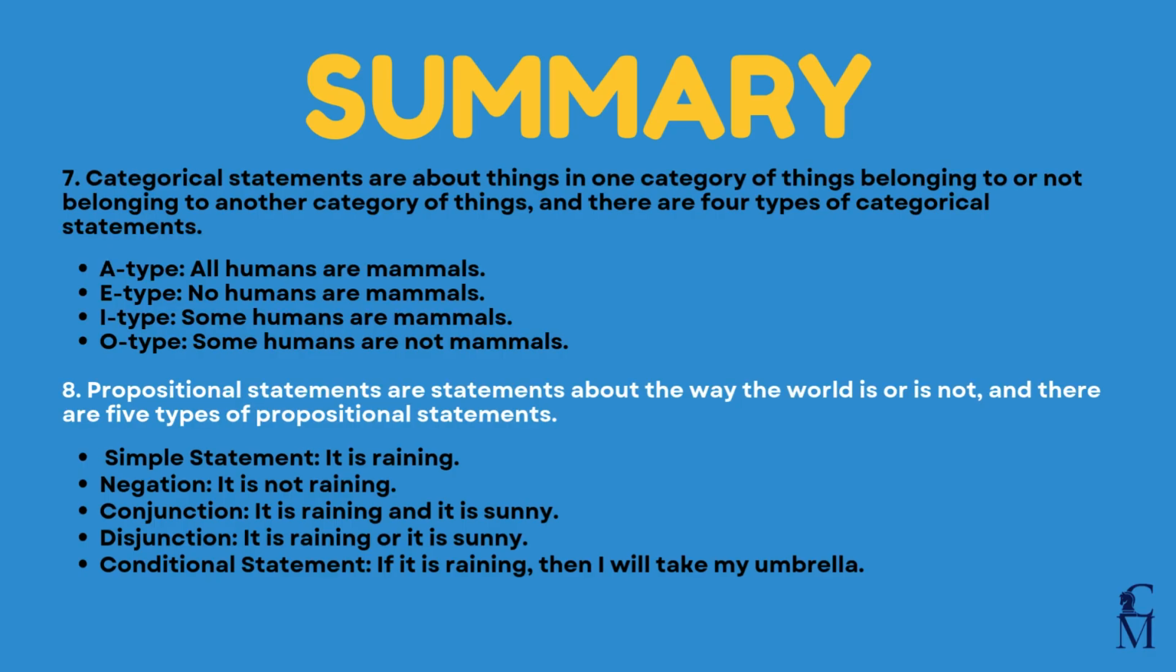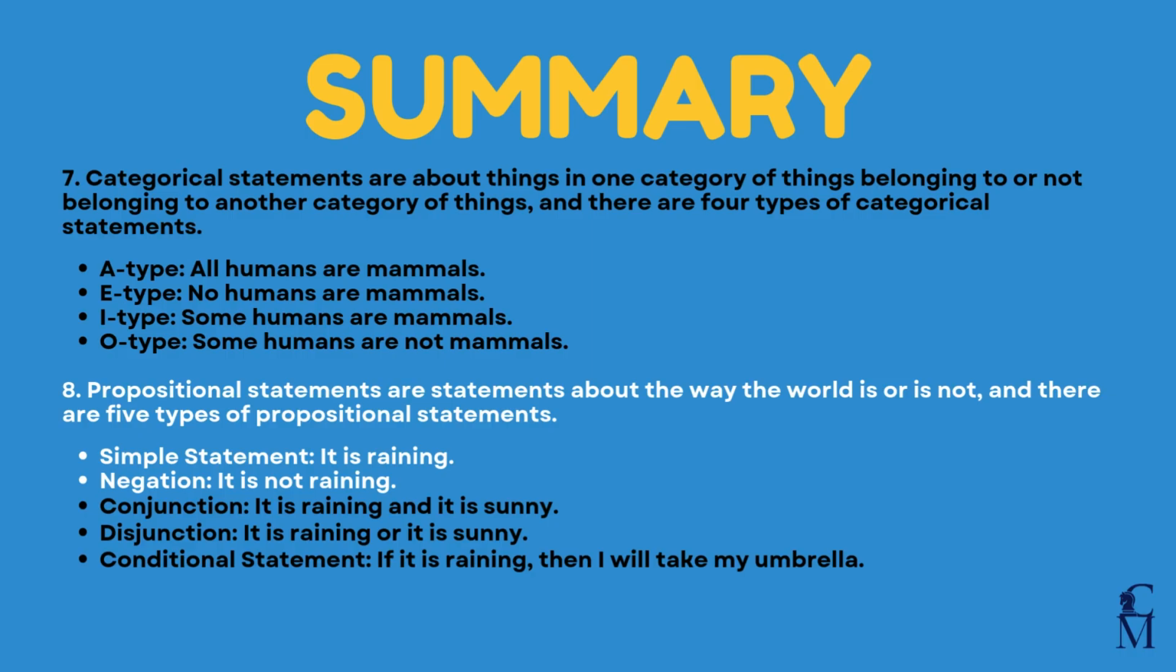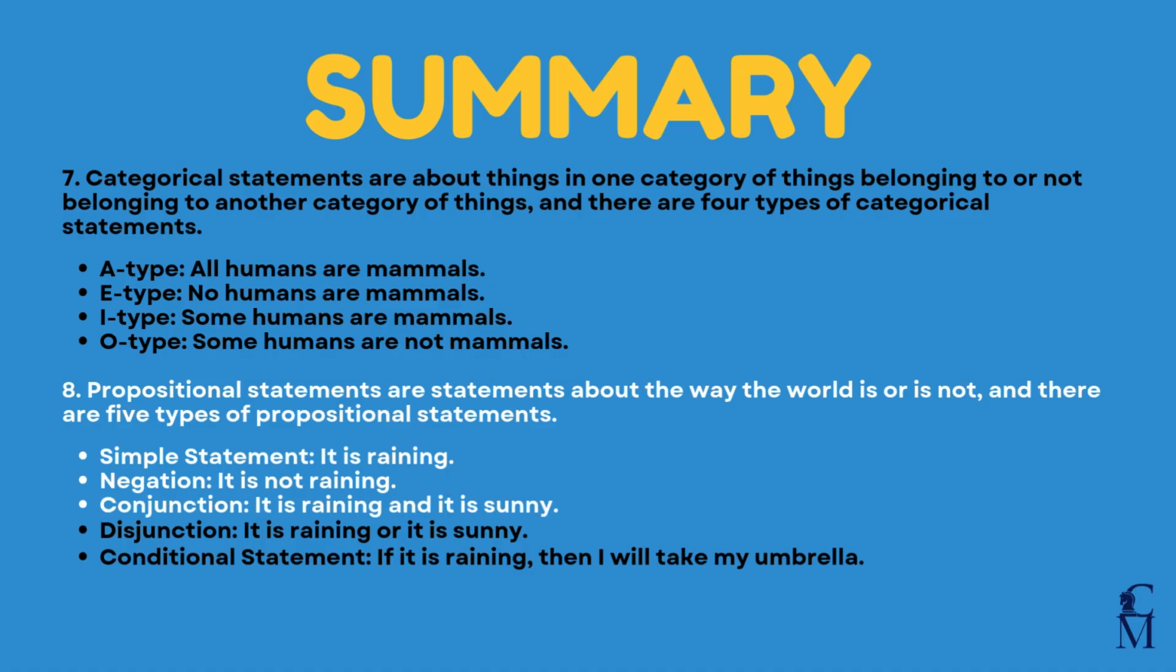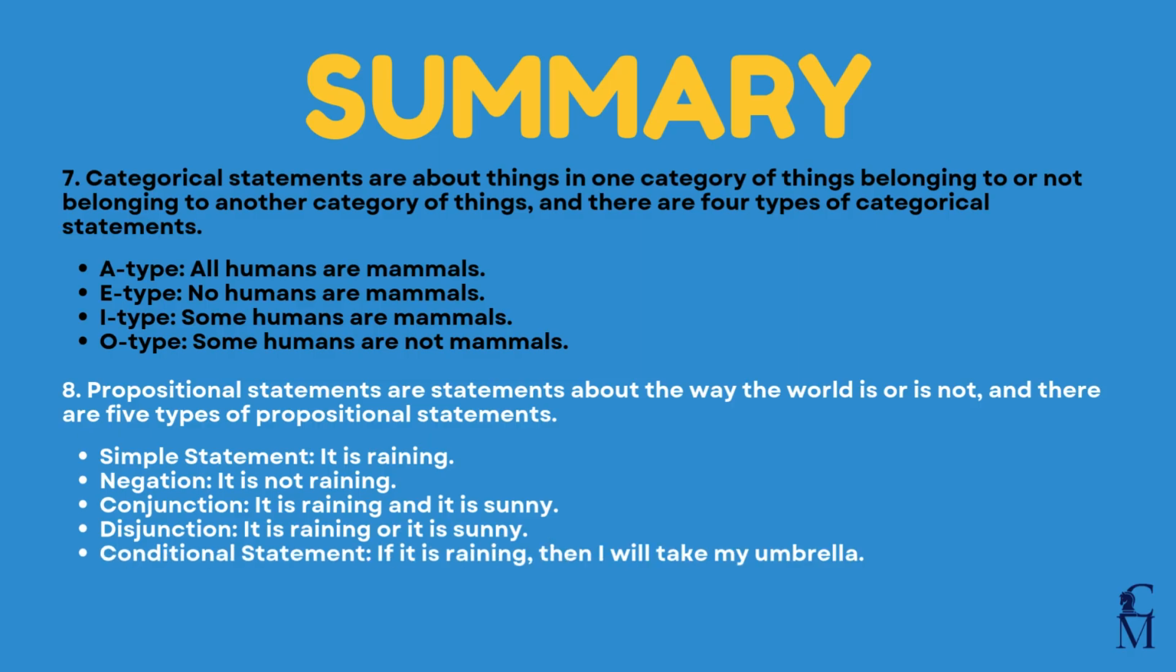8. Propositional statements are statements about the way the world is or is not, and there are 5 types of propositional statements. A simple statement is a statement like it is raining. A negation, which is a statement like it is not raining. A conjunction, such as a statement like it is raining and it is sunny. A disjunction, such as a statement like it is raining or it is sunny. And a conditional statement, which is a statement like, if it is raining, then I will take my umbrella.